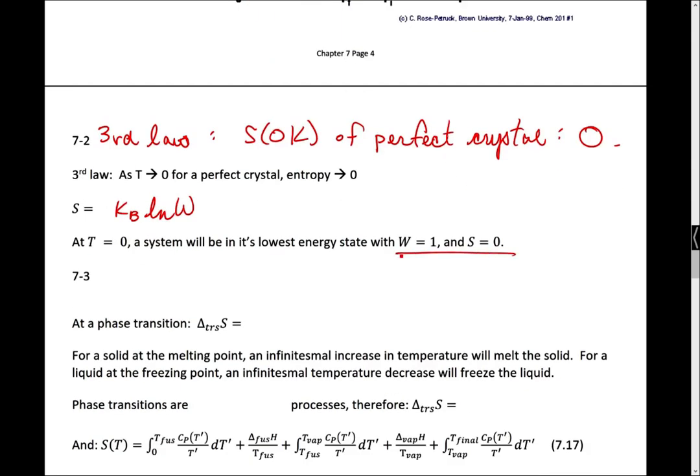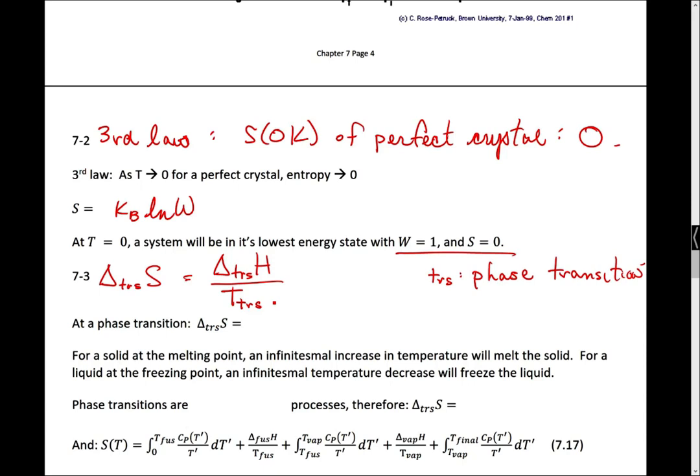All right, so section 7.3, we're going to talk about delta S for a phase transition. TRS is going to be our symbol for phase transition. What we're going to show is that that's the same as delta H of the phase transition over the temperature of the phase transition. This is what we want to show.